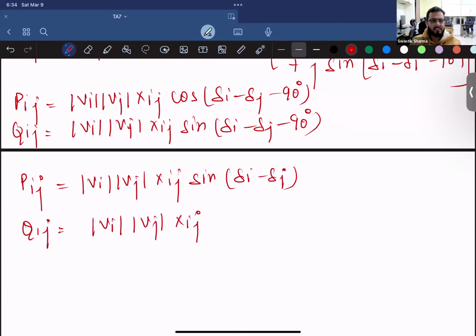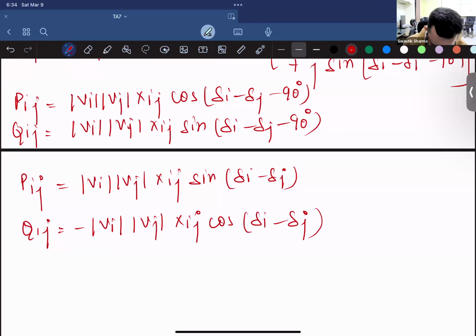And Qij will become Vi, Vj, Xij. And what will this term be? Anyone? What will this term be? Your voice is breaking. I'll do it. Sin A minus B, right? So sin A cos B minus cos A sin B. So it would be cos of delta I minus delta j. Now I got you two terms.